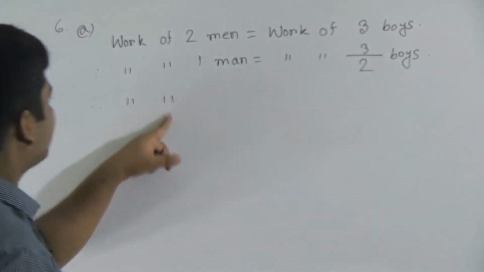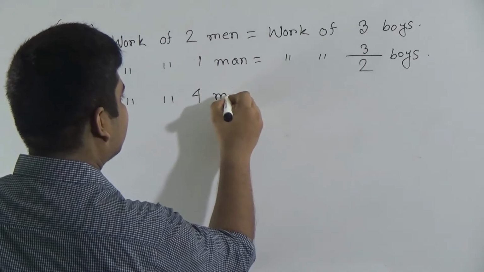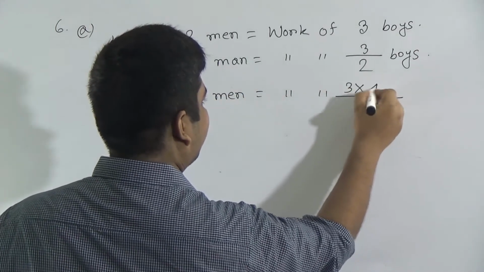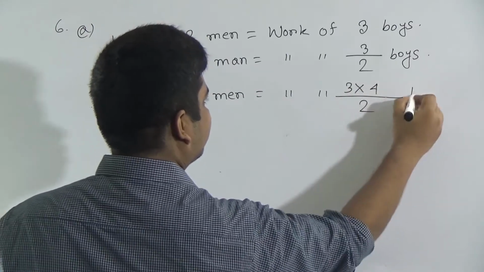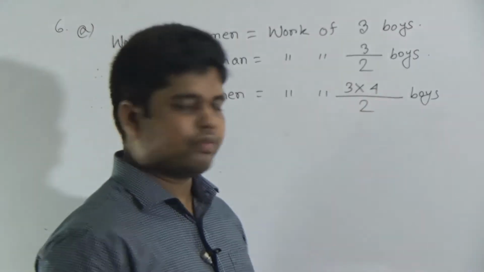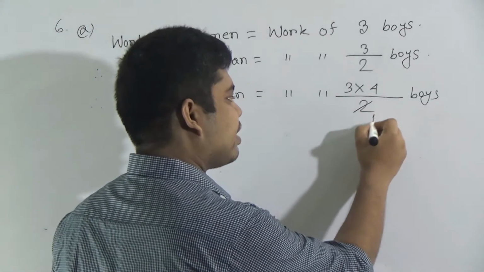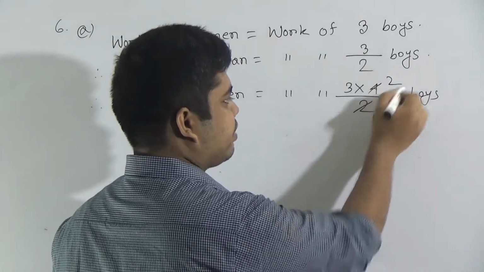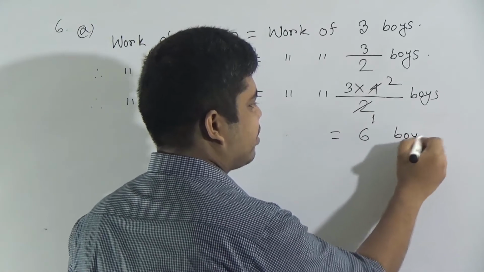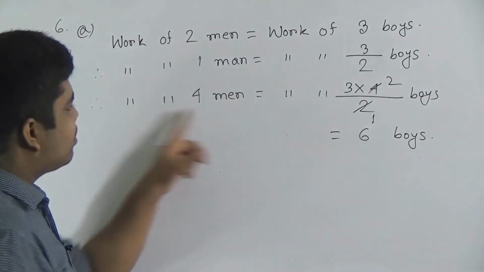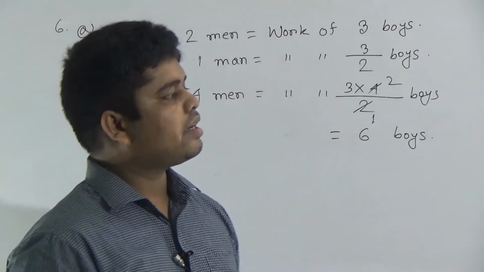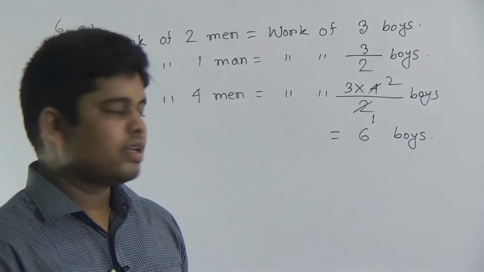That means work of 4 men equal to work of 3 multiplied by 4 divided by 2 boys. Now we cut. Notice we cut this 4 and 2 by 2. If we cut 2 by 2, then we get 1. If we cut 4 by 2, then we get 2. That means 3 twos are 6 boys. Okay, that means the work of 4 men equal to the work of 6 boys. Here the number of boys is also given, which is 10 boys.